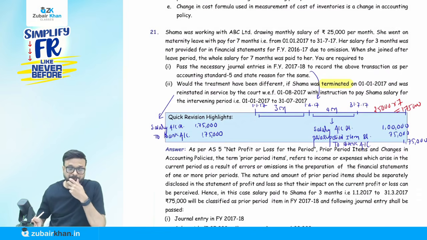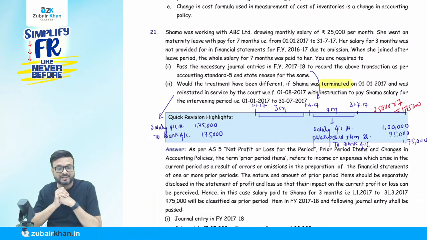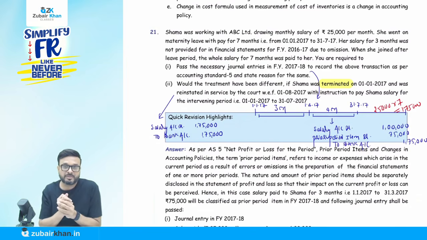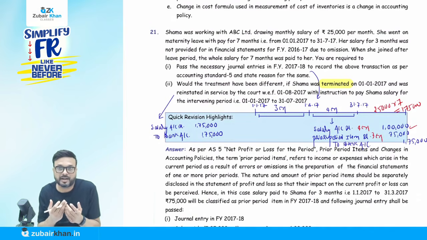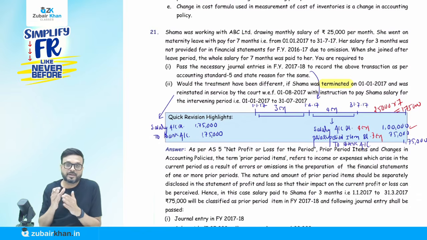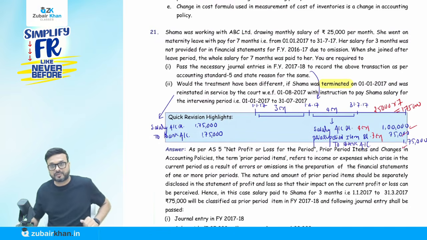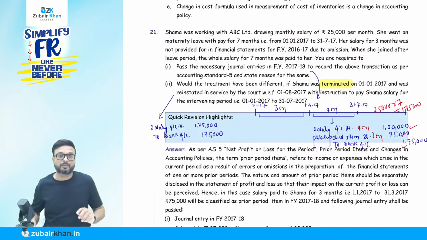Now what happened? Of these 7 months, 3 months belong to last year, so that 3 months expense should have been recorded last year. It means we have made certain errors in the past, and now we are rectifying them. For the 4 months, no problem: 25,000 multiplied by 4 is the salary for the current year. But the 3 months, which belong to the last financial year, are a prior period item. So the entry: prior period item will be debited and bank account will be credited, because we paid 1,75,000.